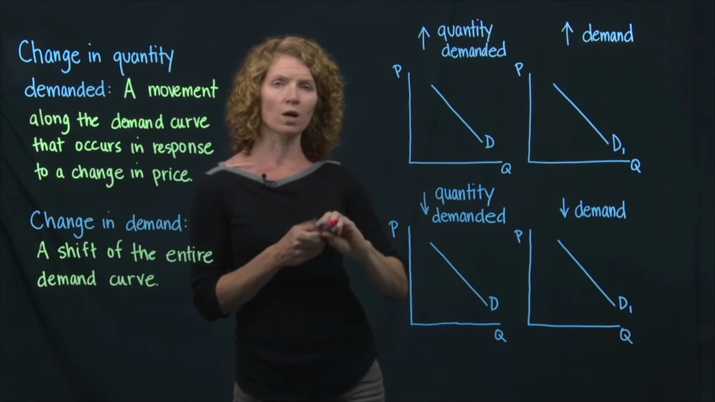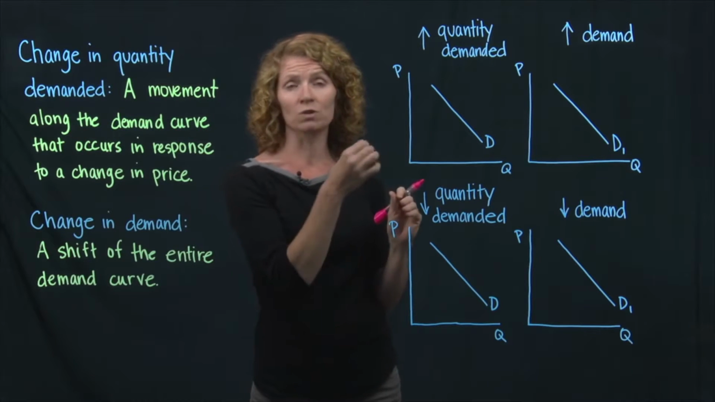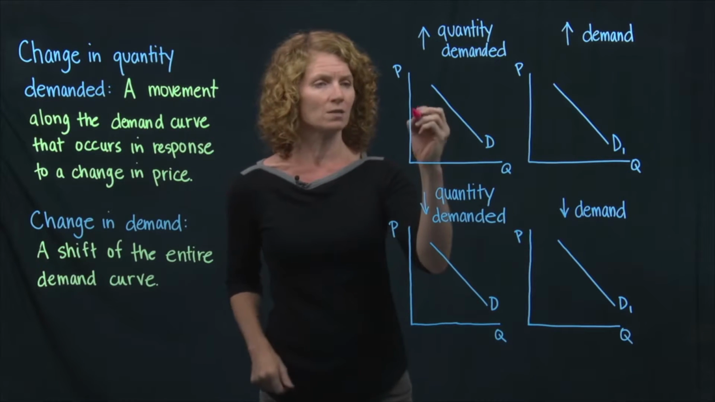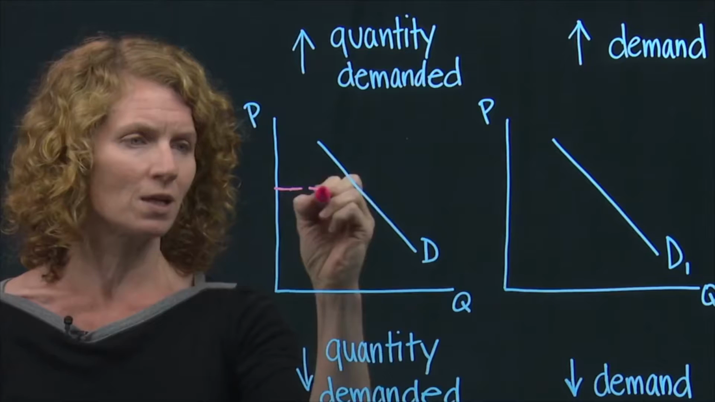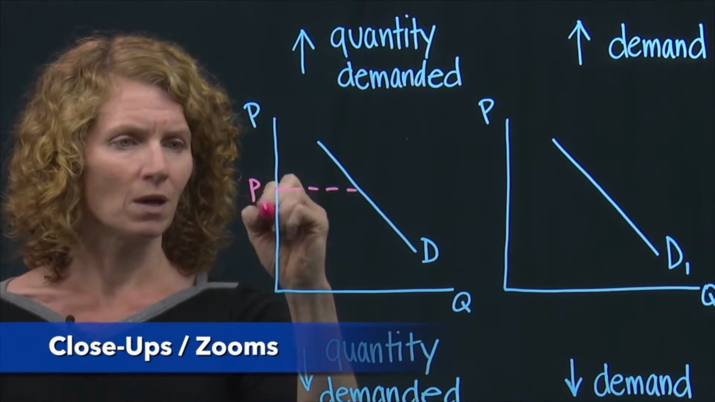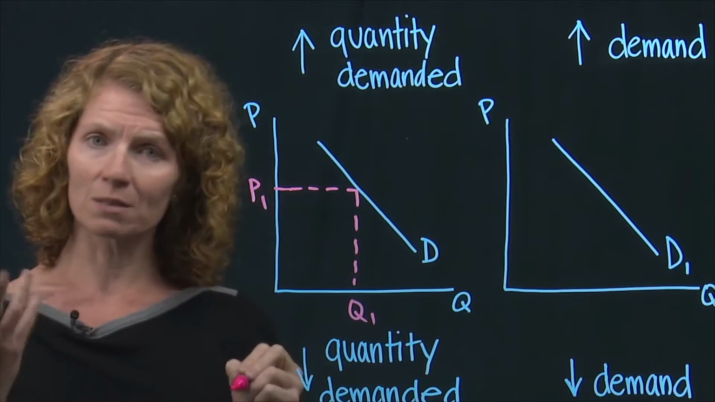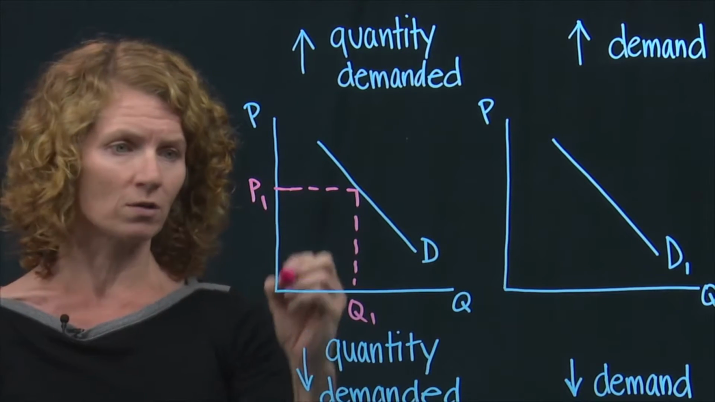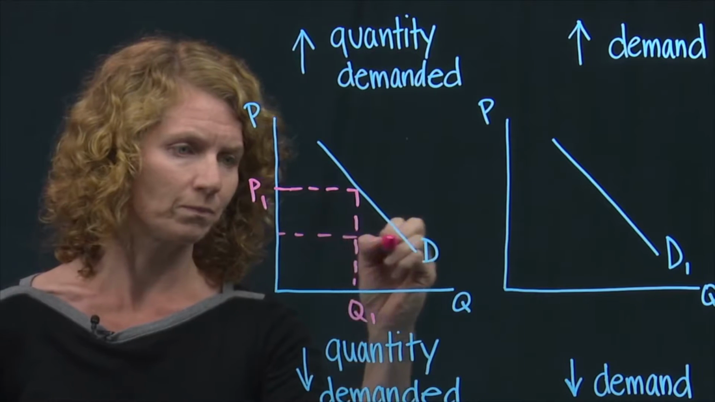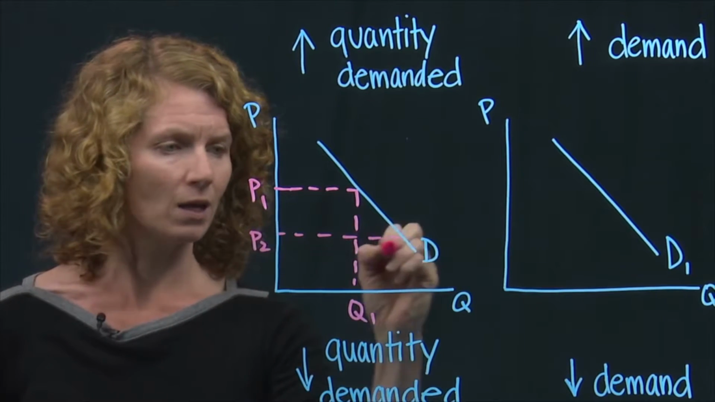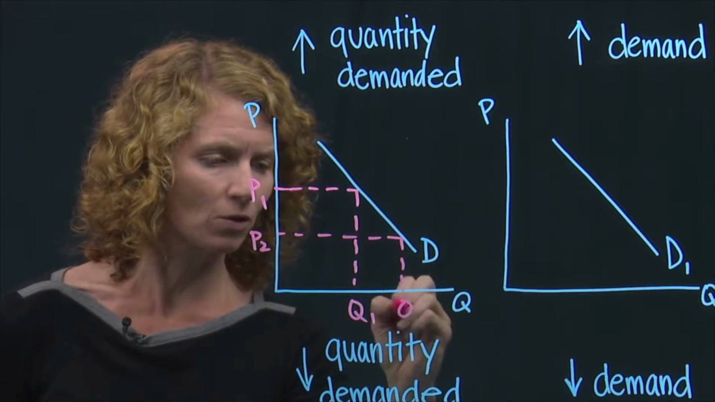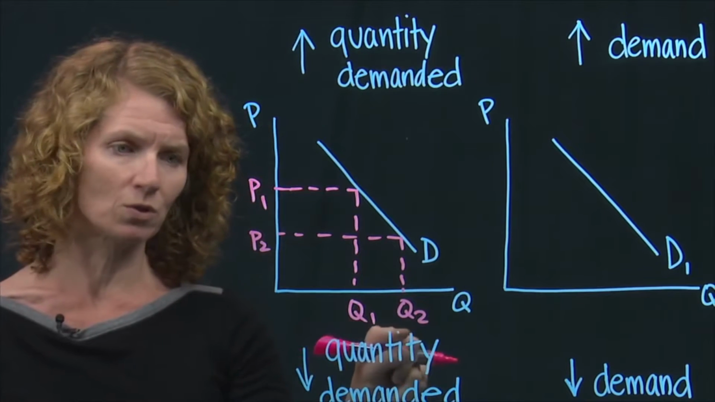So an increase in the quantity demanded is going to occur in response to a decrease in price. So let's suppose that the initial price is P1 and the initial quantity is Q1. Now let's imagine that the price of this good falls to P2. And in response, we can see that there's been an increase in the quantity demanded to Q2.